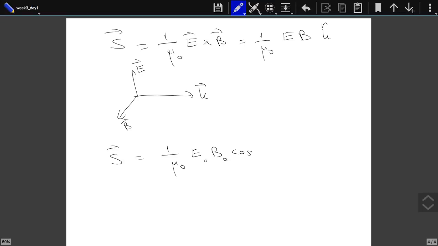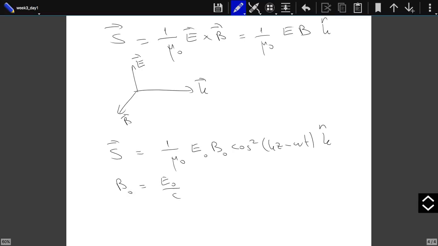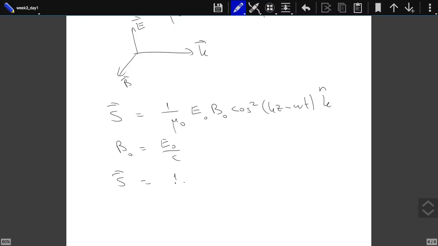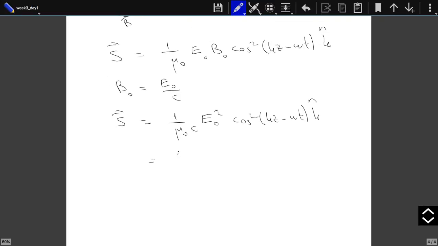E0 times B0 times cosine squared (kz minus omega t) in the K direction. Again, B0 is just E0 over c. So S is 1 over mu 0 c times E0 squared cosine squared (kz minus omega t) in the K direction, or 1 over mu 0 c times E0 vector squared cosine squared (kz minus omega t) in the K direction.